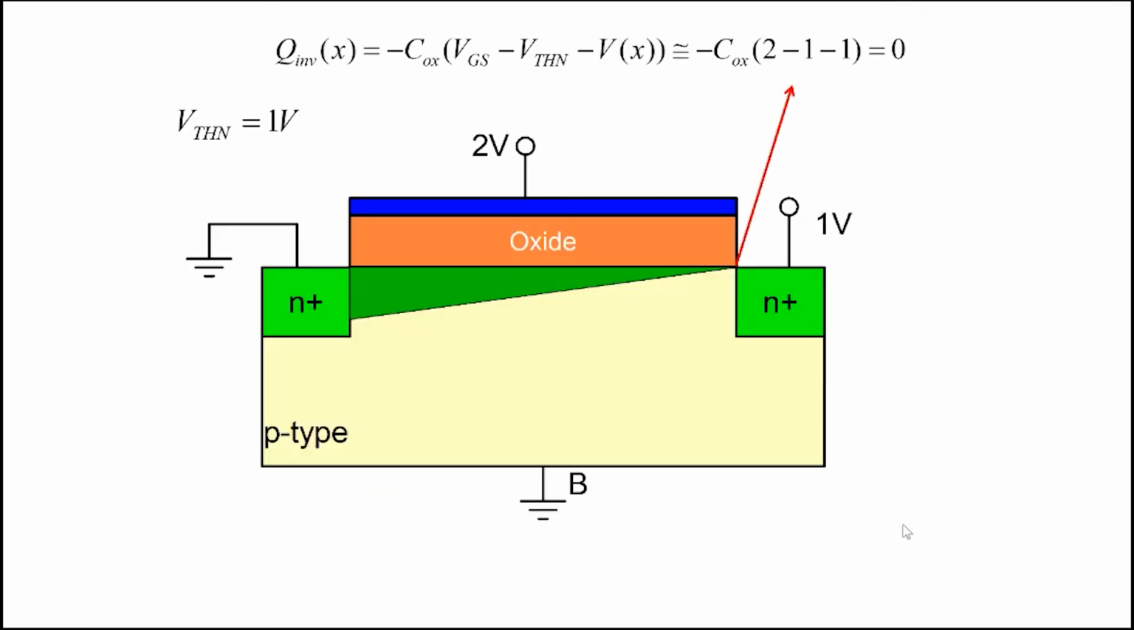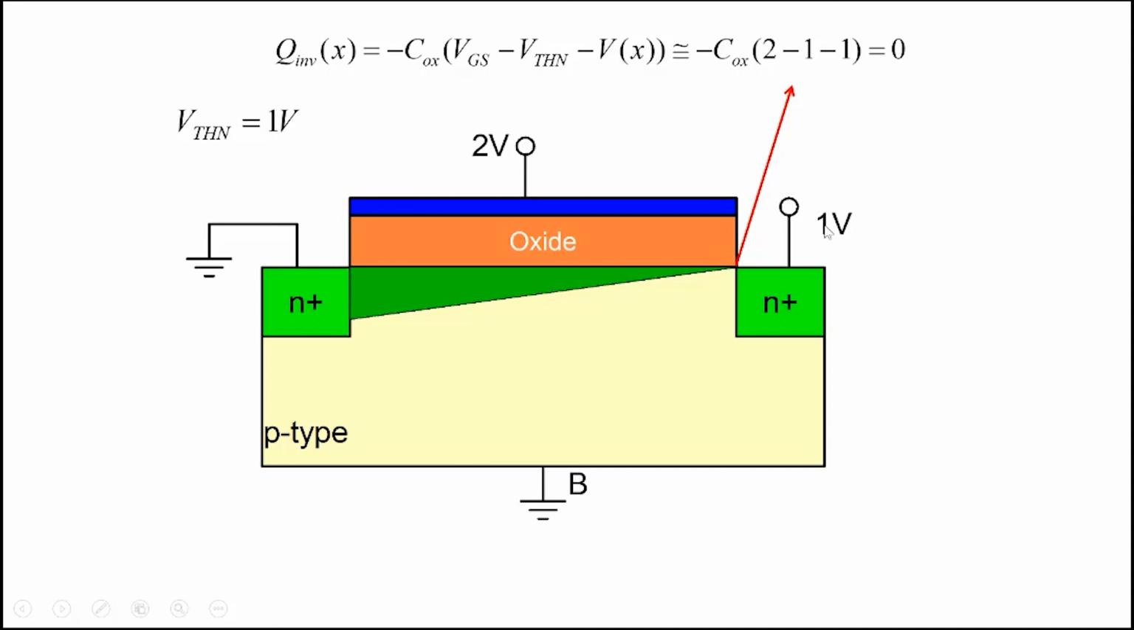All right, so let's look at it in a little bit more detail here. So as we keep on applying higher and higher voltage, for the sake of discussion, let's suppose VGS is 2 volt, threshold voltage, let's take it as 1 volt, and Vx is the potential anywhere in the channel. So when you apply a higher and higher drain voltage, you reach a point here where the amount of inversion charge becomes negligible here. Note that Q inversion is Cox, VGS minus VTHN minus Vx.